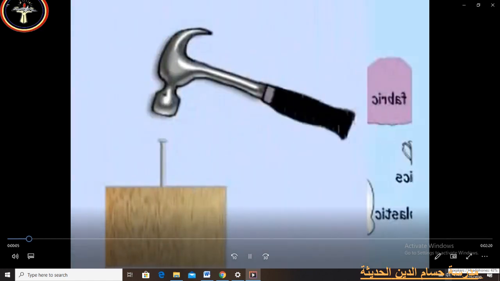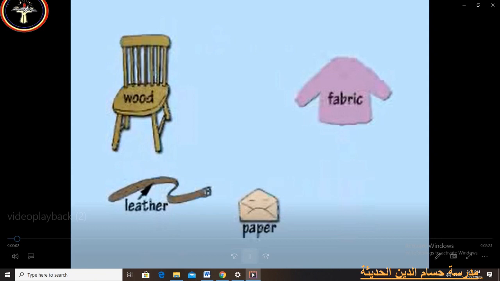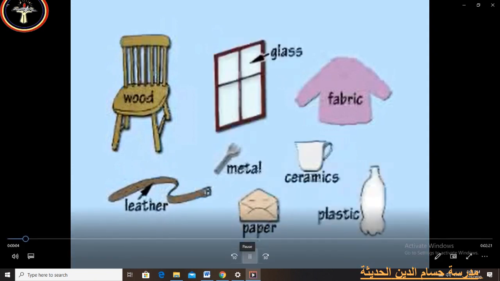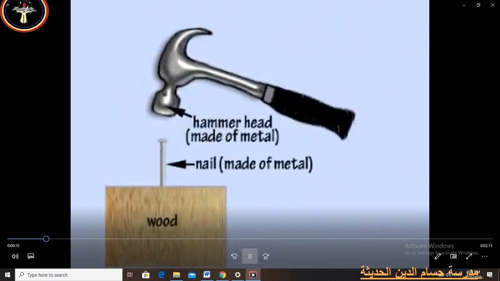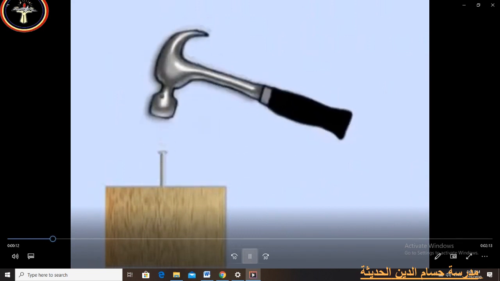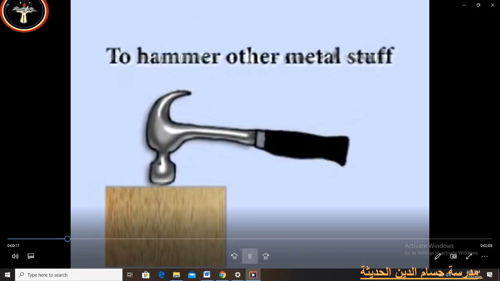When you want to hammer a nail into wood, a hammerhead of metal is good. You need something that's hard enough to hammer out the metal stuff. Choose your material.